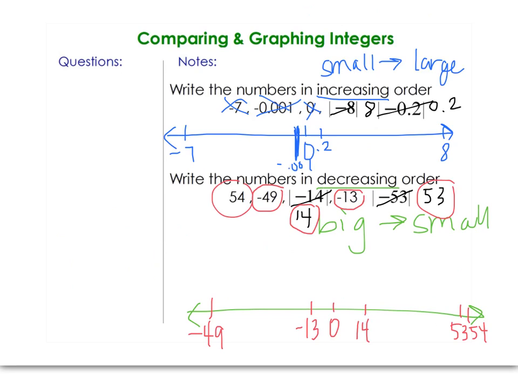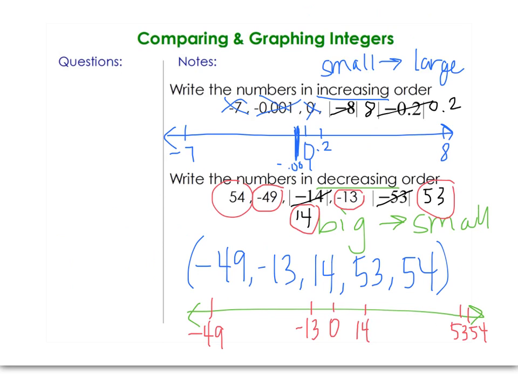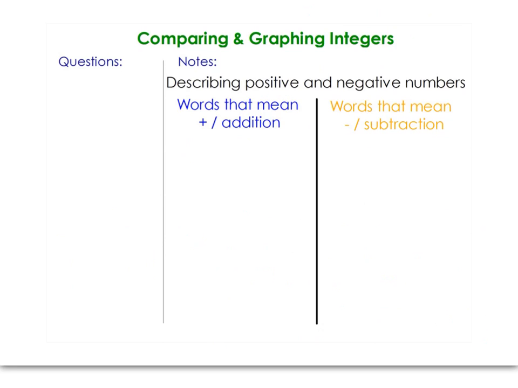Graph them and put them in increasing to decreasing order, so your final answer could even be all in a nice set of parentheses, like that. So sometimes we're going to have to compare and graph integers, but we're only going to be given words. So we talked before about how to go from words to symbols, how to use those word phrases to express your ideas using mathematical symbols.